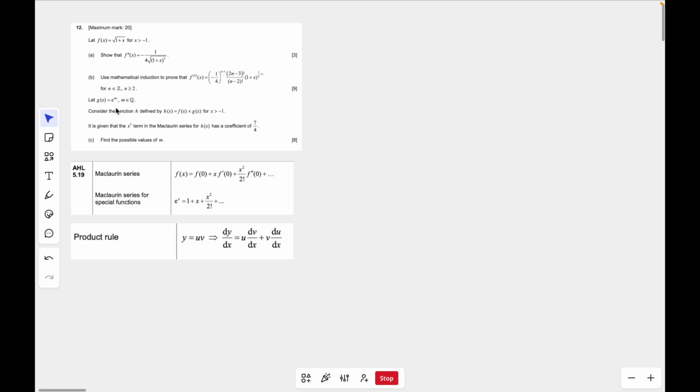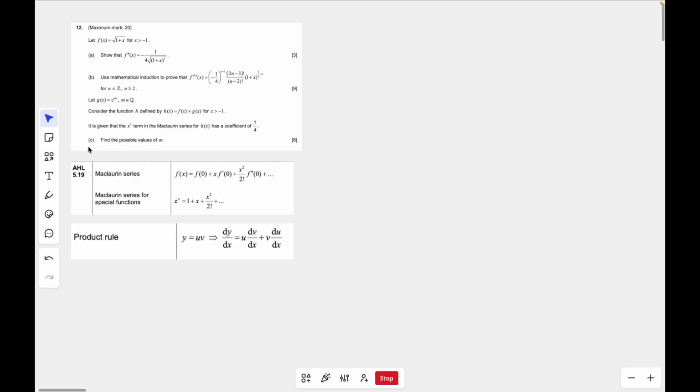For the final part of this question, we are given a new function, h of x, which uses both f of x, which is square root of 1 plus x, and g of x, which is e to the power of m times x. We are given that the coefficient of the x squared term in the Maclaurin series of this function is 7/4, and based on this we need to find the possible values of m.